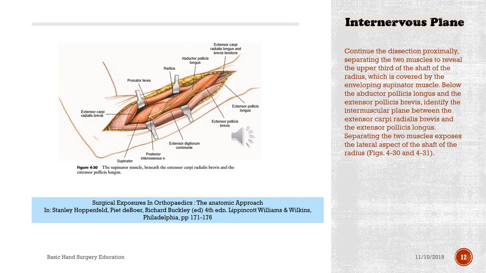Continue the dissection proximally, separating the two muscles, to reveal the upper third of the shaft of the radius, which is covered by the enveloping supinator muscle. Below the abductor pollicis longus and the extensor pollicis brevis, identify the intermuscular plane between the extensor carpi radialis brevis and extensor pollicis longus. Separating the two muscles exposes the lateral aspect of the shaft of the radius.